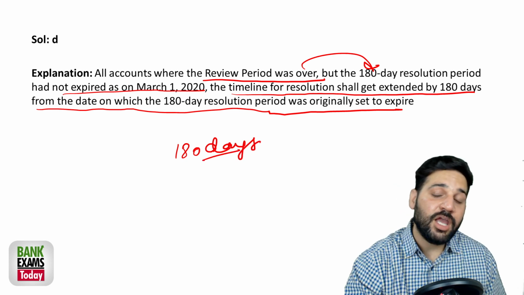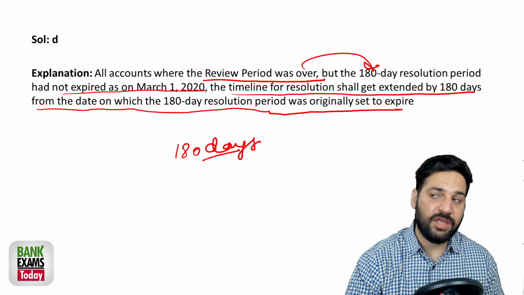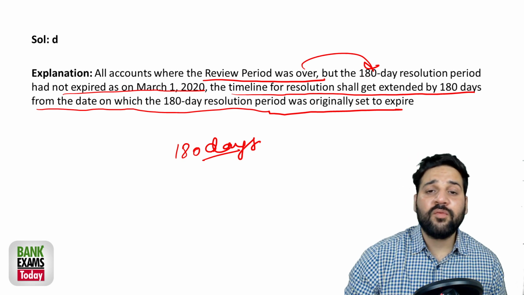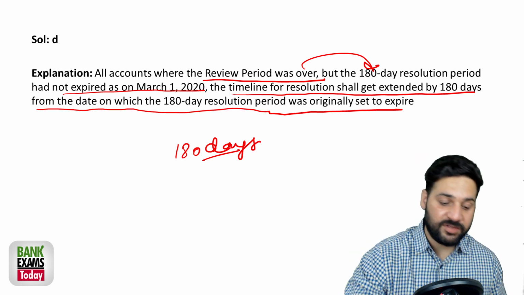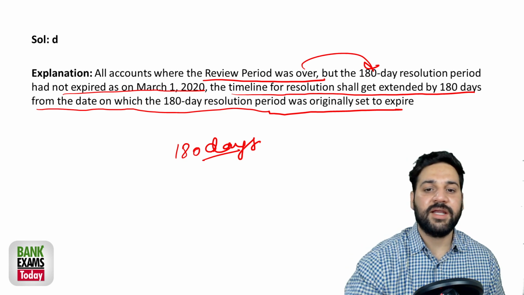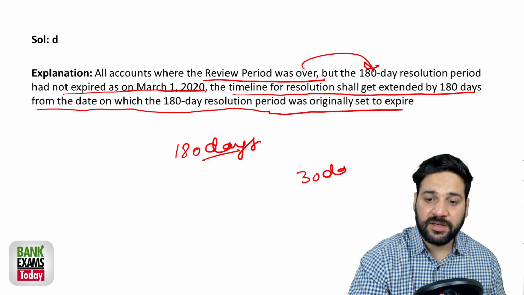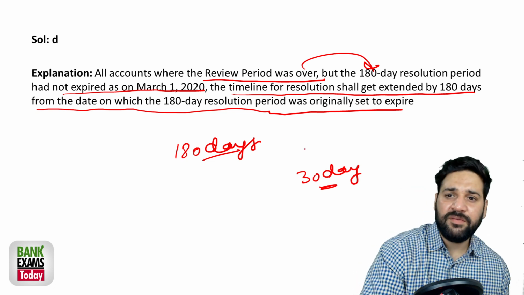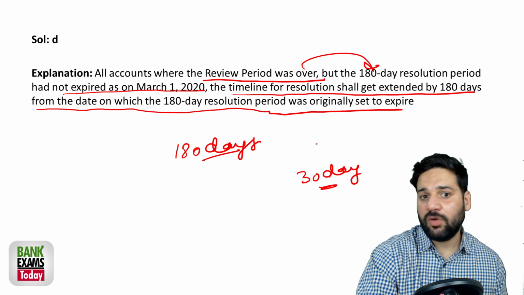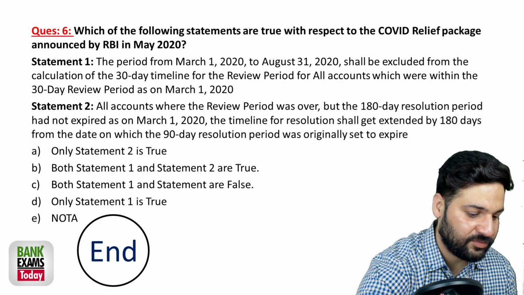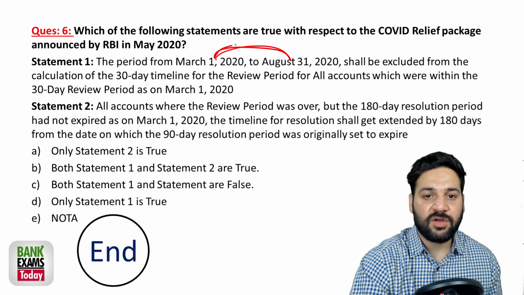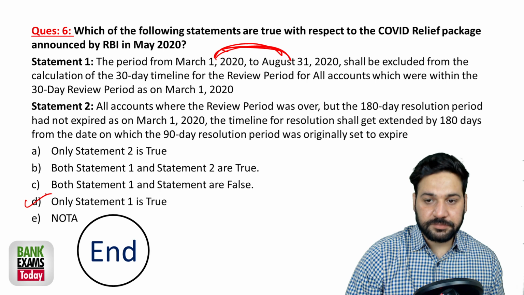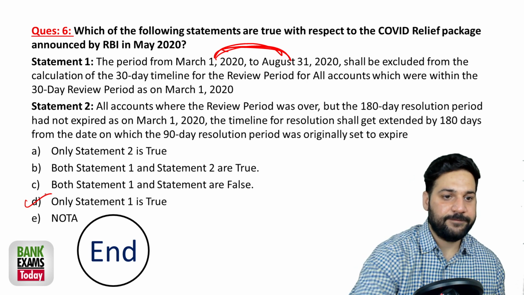During that period, if your account went NPA, it won't be considered as NPA. So let's say there was a review period on some entity, and the 30-day review period was there. But on that 1st of March, let's say 15 days had passed. So that period won't be considered. From 1st of March to 31st of August won't be considered. So that was the correct answer. D is the correct answer.